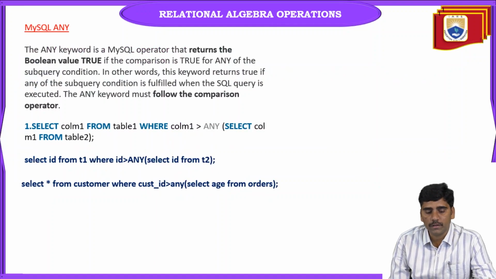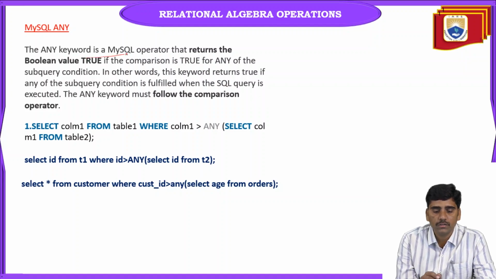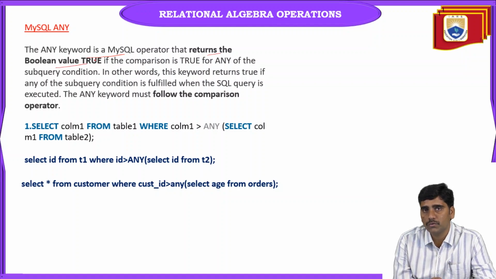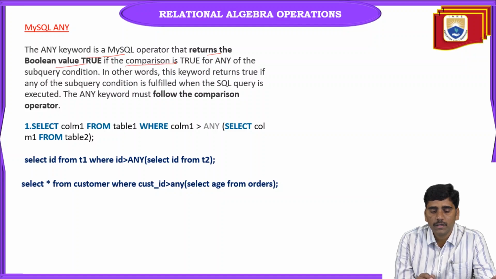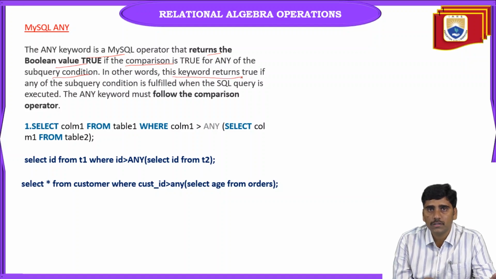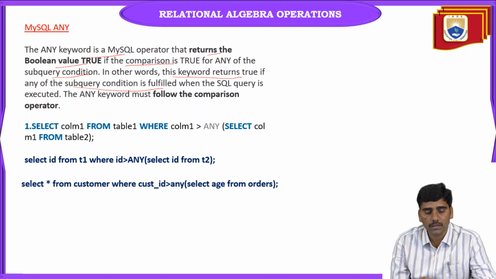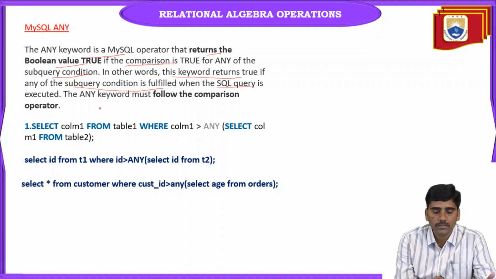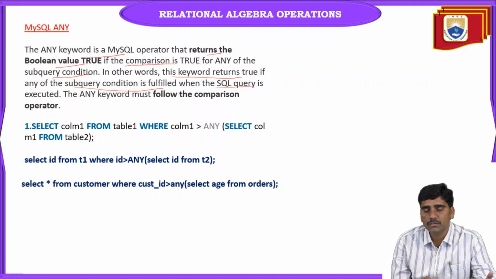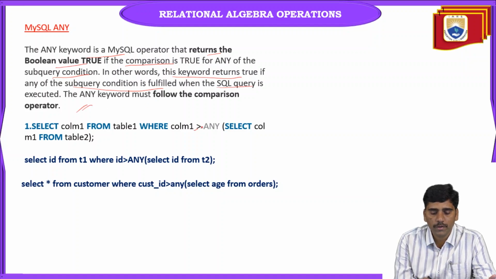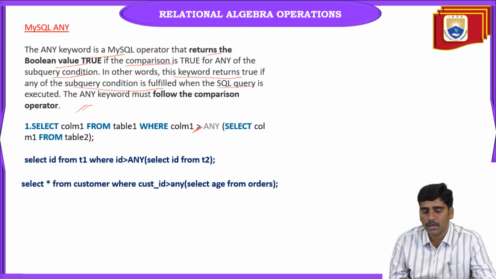And the MySQL ANY operator. The ANY keyword is used as a MySQL operator that returns the boolean value true if the comparison is true for any of the subquery conditions. In other words, this keyword returns true if any of the subquery conditions is fulfilled. If the subquery condition is fulfilled, it returns true and displays the value on the screen, or else it does not display the value. When the SQL query is executed, the ANY keyword must follow the comparison operator.